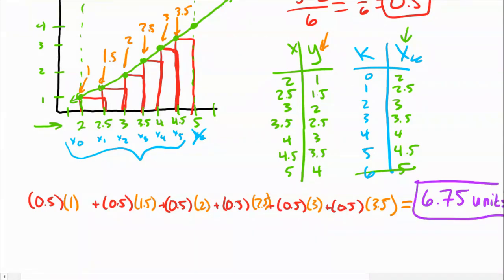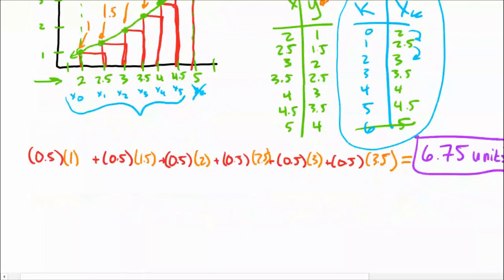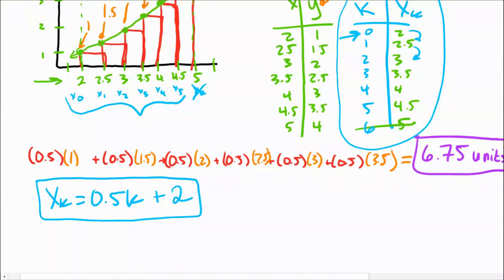So that's my area. Again, I just found the width, and then I found all the heights, and then I multiplied them and added. Sigma notation is a little bit tougher just because I got to use this light blue table that I created to come up with an equation that's going to help me with that. So my equation here, because I see I'm going up by 0.5 each time, x of k equals 0.5k, and then when my k value is 0, my x of k value is 2. And remember, x of k is always going to be a linear function.